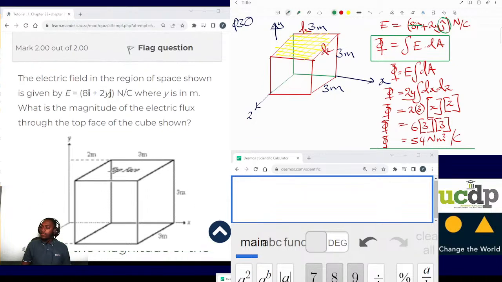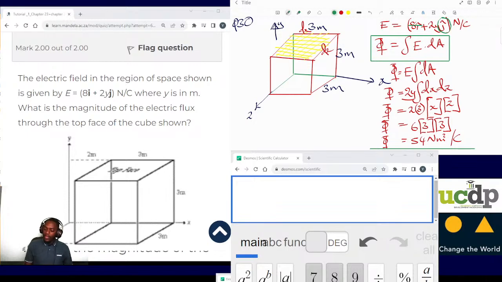So I'll just display the question again for the sake of the question. So this is the question, right? It says we're given an electric field, and this electric field that we're given is a contribution in the I direction and a contribution in the J direction. I direction is along the x-axis, J direction is along the y-axis, right? And we're being asked to find the magnitude of the electric flux through the top face of the cube. So I've shaded the top face of the cube, right?